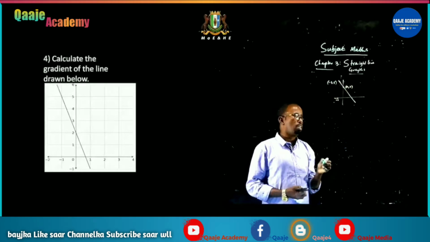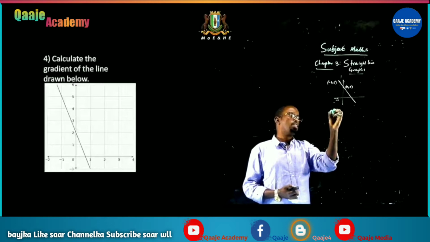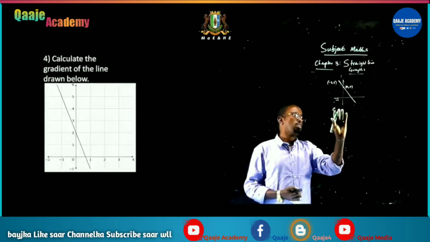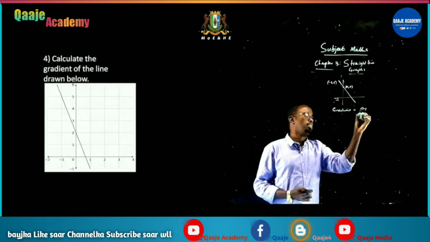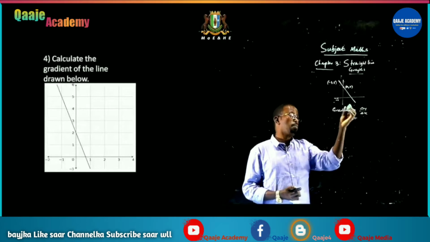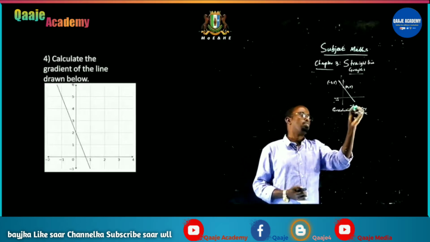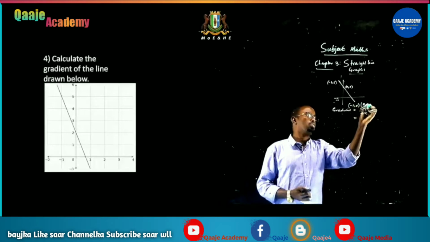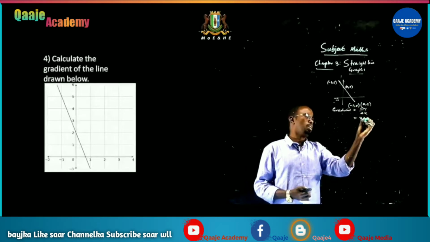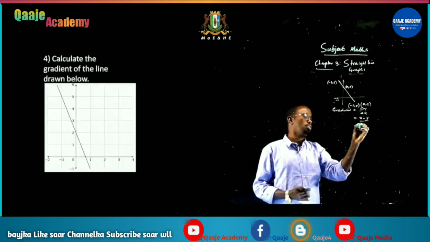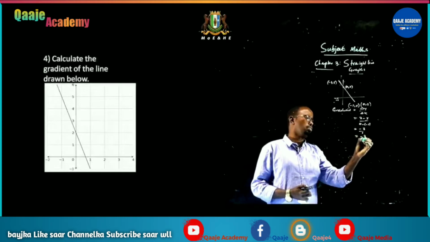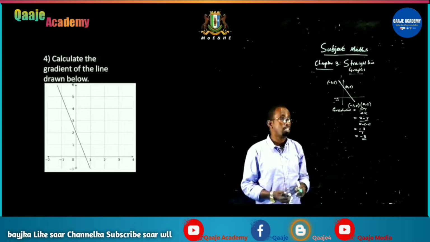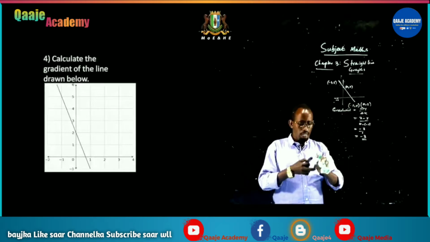So you're told to calculate the gradient. Gradient, again, will be equal to changing y divided by changing x. Changing y, so we have 2 minus 5, divided by 0 minus (-1). There you get minus 3 divided by plus 1. 2 minus signs become positive. And then you get negative 3. So that is now the gradient of that particular line.